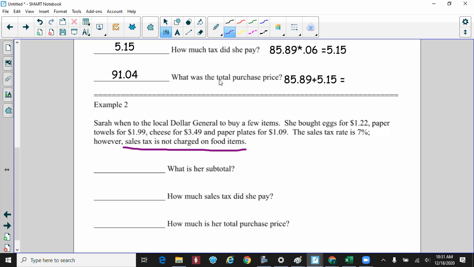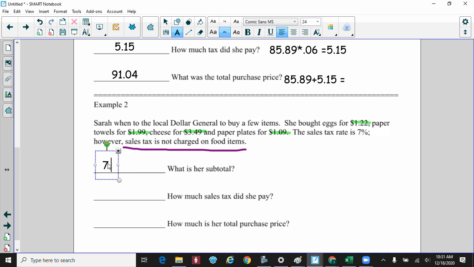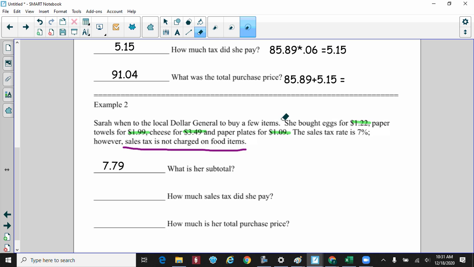All right, so first off, we have to find out what her subtotal is. Her subtotal was everything that she bought. So she bought eggs, she bought towels, she bought cheese, and she bought paper plates. When adding all those up, her subtotal ends up being $7.79. But the sales tax only works for non-food items. So that means we're only paying attention to non-food items. Eggs you eat, towels you do not eat, cheese you eat, paper plates you don't eat. All right. So this is going to be off to the side here.